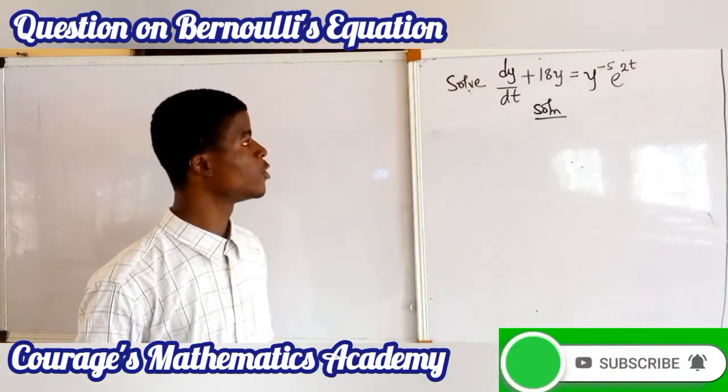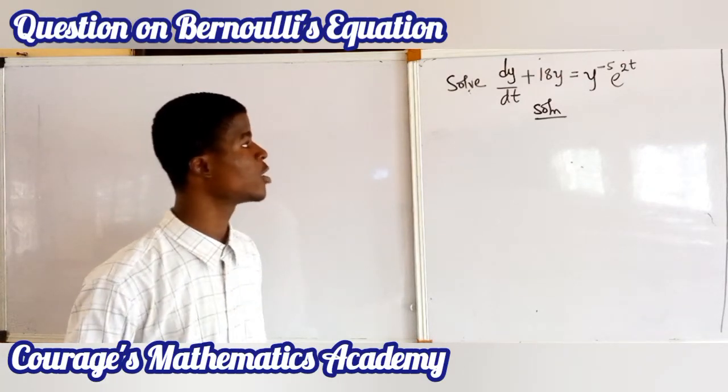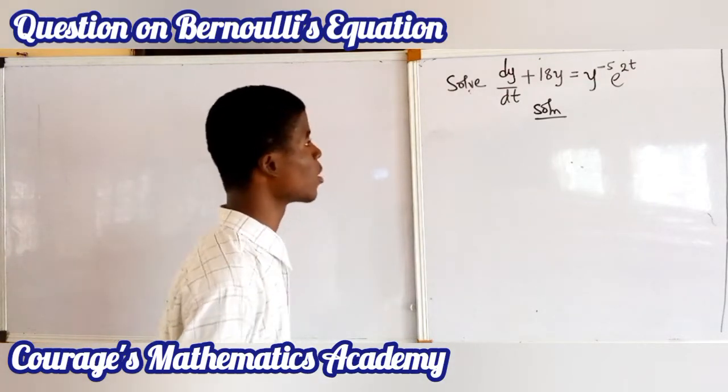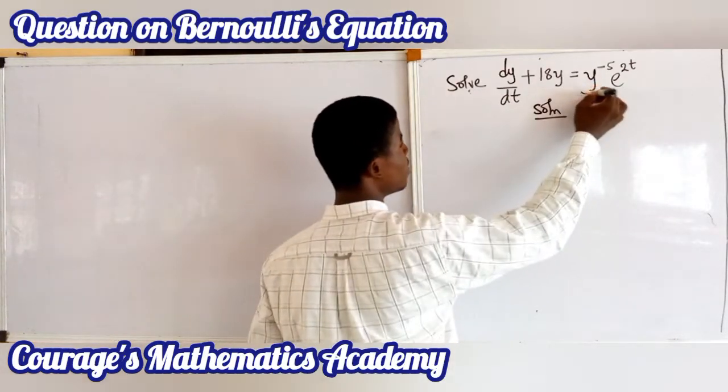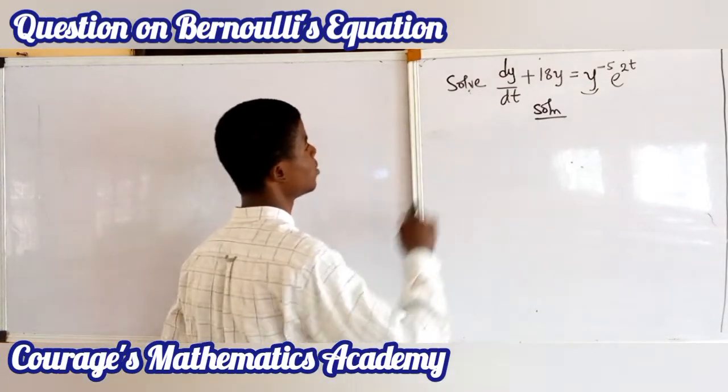We have to solve dy over dt plus 18y equal to y to the power of minus 5 times e to the power of 2t. Now, first of all, what we are going to do is to divide both sides by this y to the power of minus 5. And if we do that, we are going to obtain this.